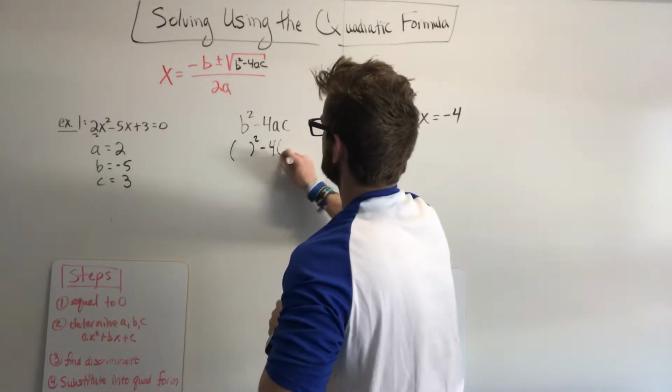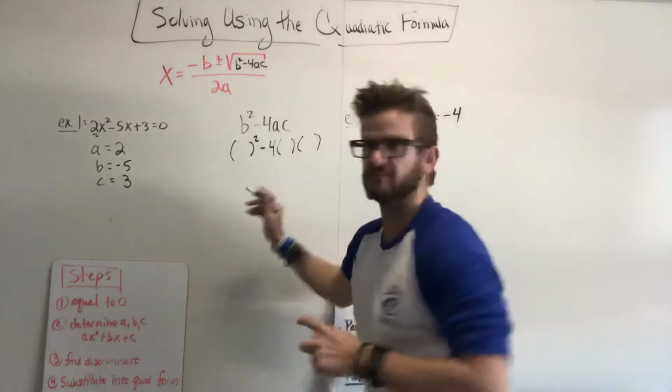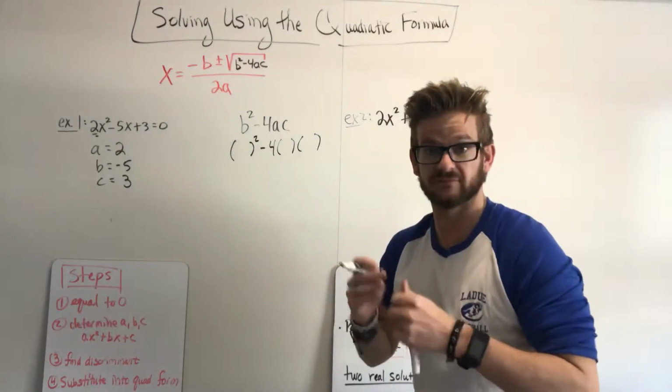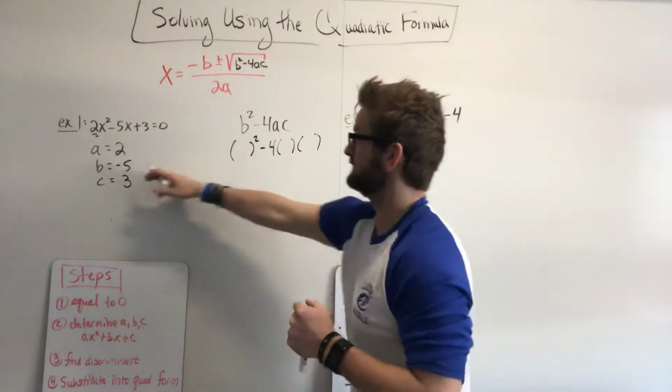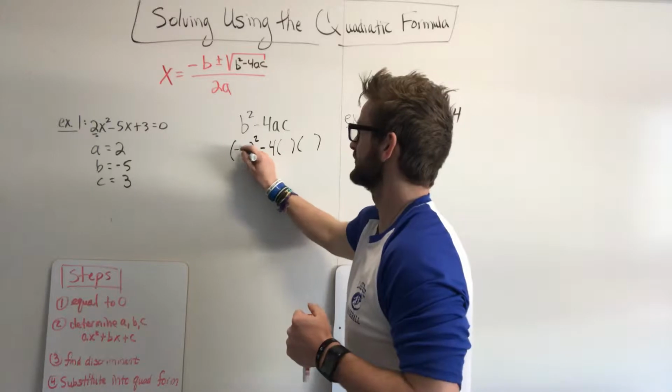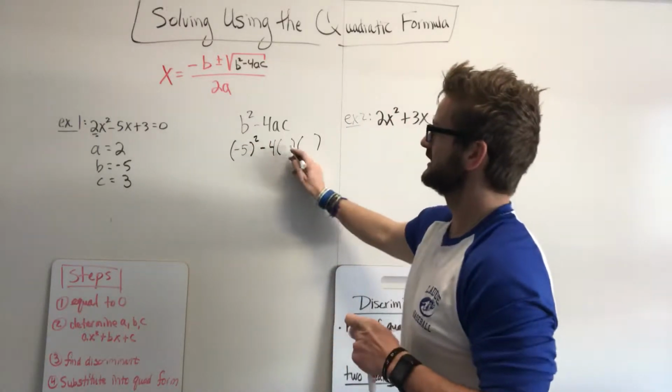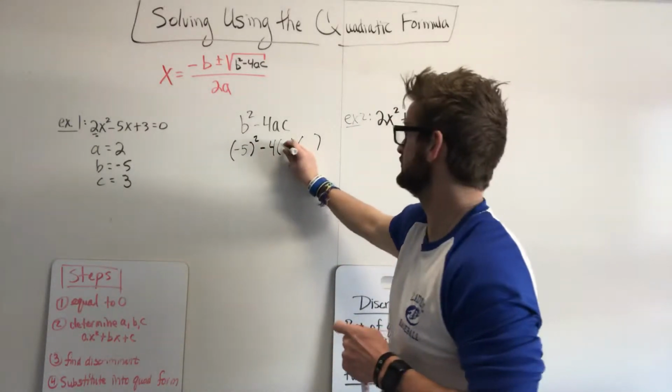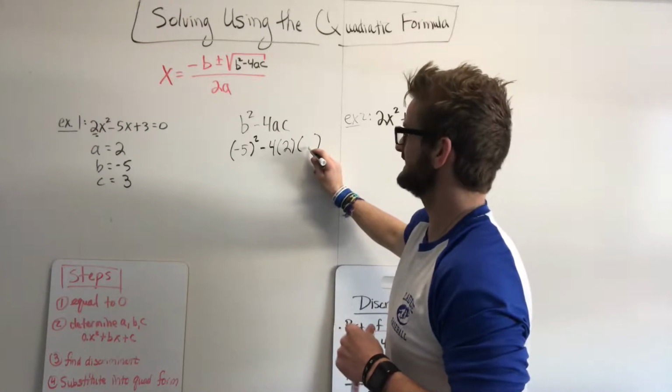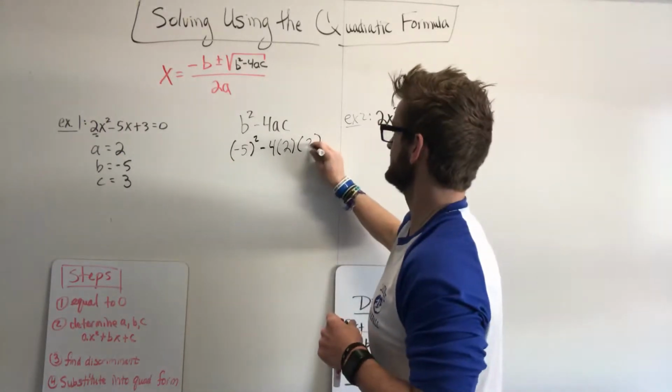So as we take this, we're going to simplify it, substitute it in, and then simplify it. And I put parentheses where I have to substitute items in. So b was negative 5. It's in parentheses, and it's being squared. Here we have the value of a, that's 2, and the value of c, which is 3.